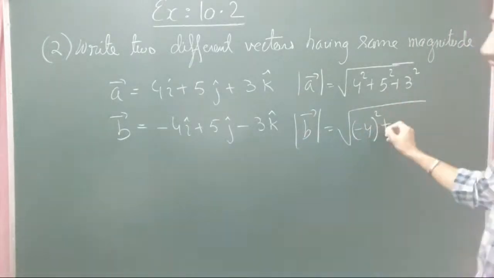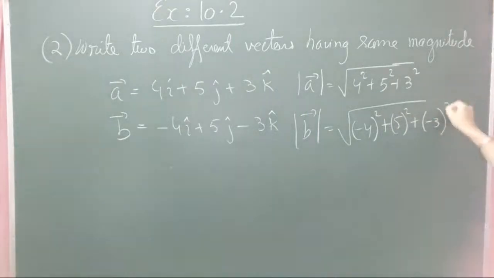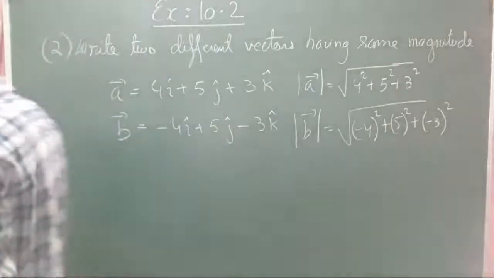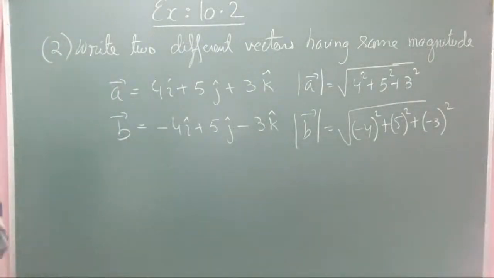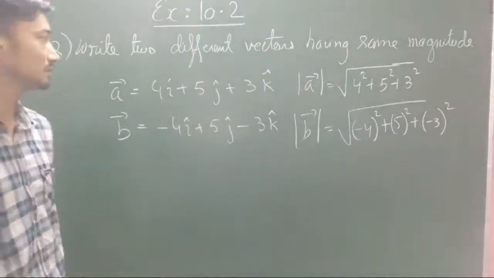You know that the square for negative values won't make a difference. Plus minus 3 squared: if you calculate, these two magnitudes will be the same. So keep the numerical coefficients the same. Sign you can just change, minus, plus, no?